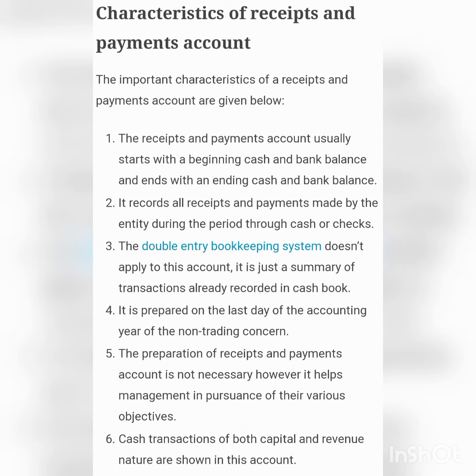It records all the receipts and payments, whether they are of revenue nature or capital nature. It is an asset account, it being a summary of cash receipts and cash payments including bank balance. It is prepared on cash basis of accounting. These are the important characteristics of receipts and payments account.